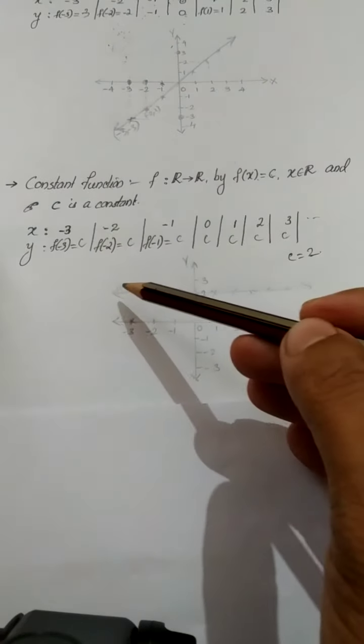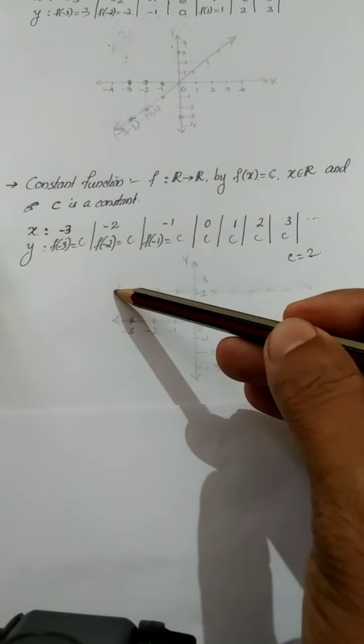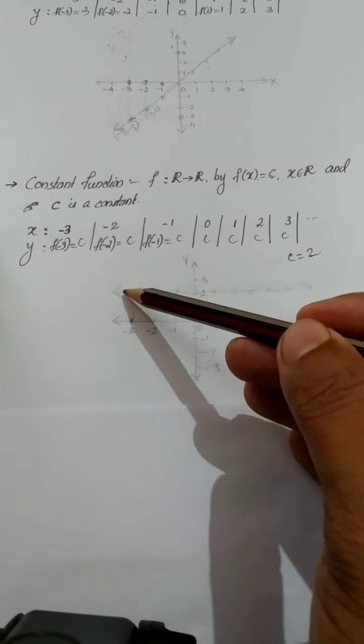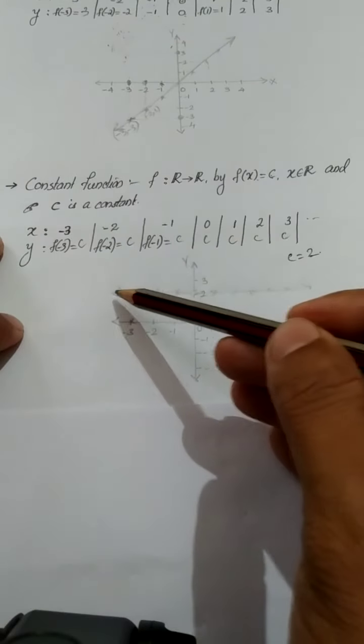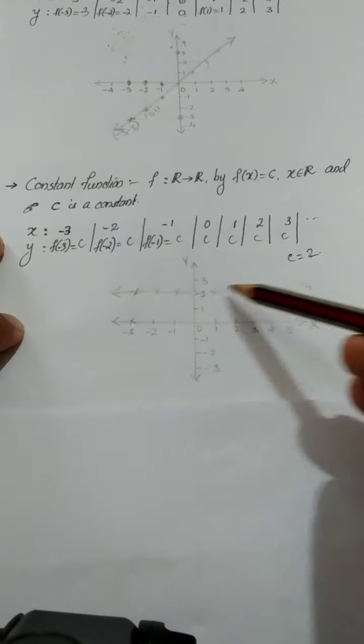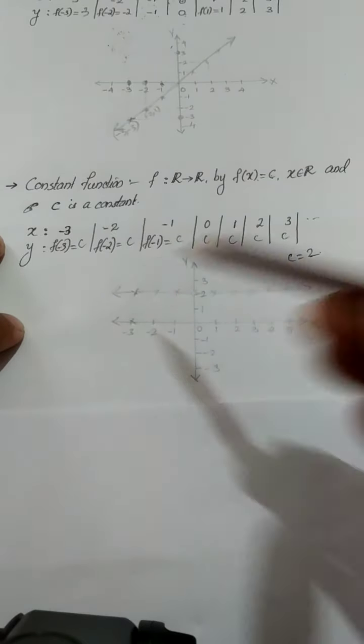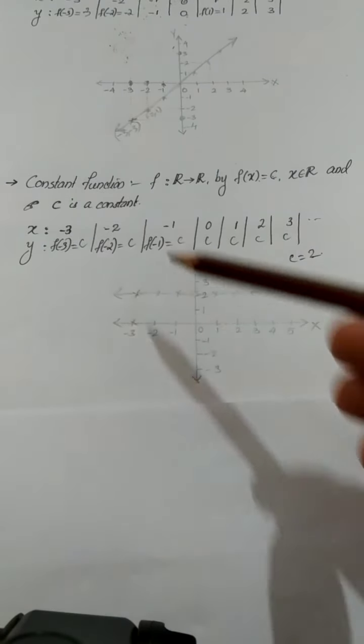Actually, this is a straight line. You just write with a scale without any float. Just write with a scale. Then you will get a correct straight line. This is a graph of a constant function.